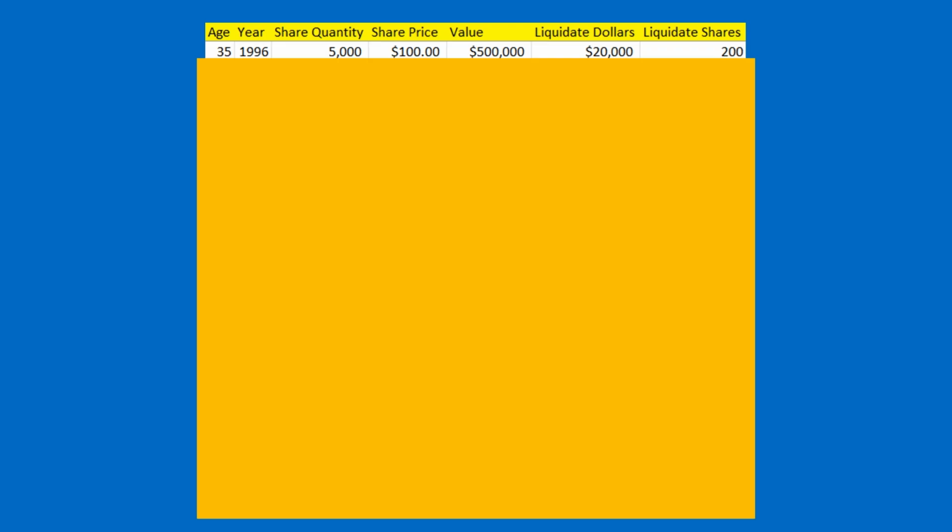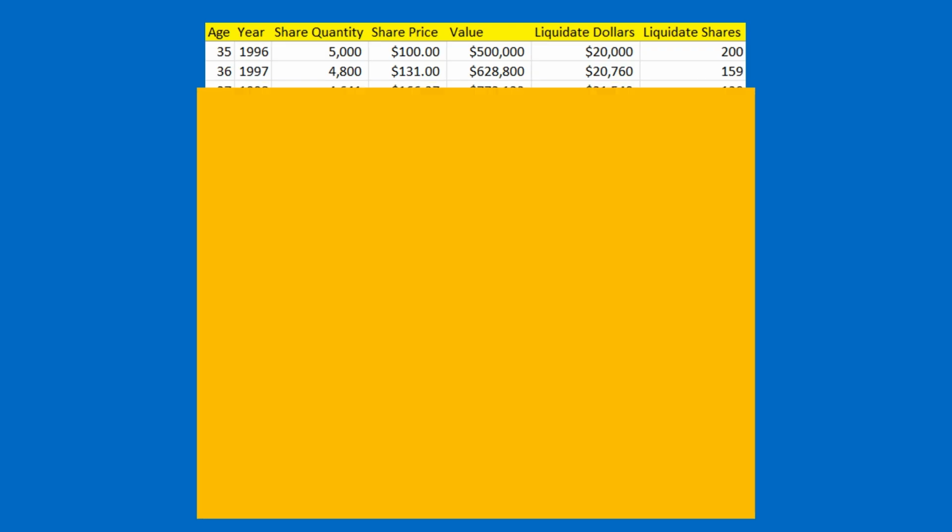So the liquidate dollars column, if we want to start out at needing $20,000 in 1996, fine. But it should always increase by 3.8% to keep up with inflation. So 20,000, add 3.8% to that, and in the second year of this guy's retirement, he should think he needs $20,760. One year later, add another 3.8% to that.